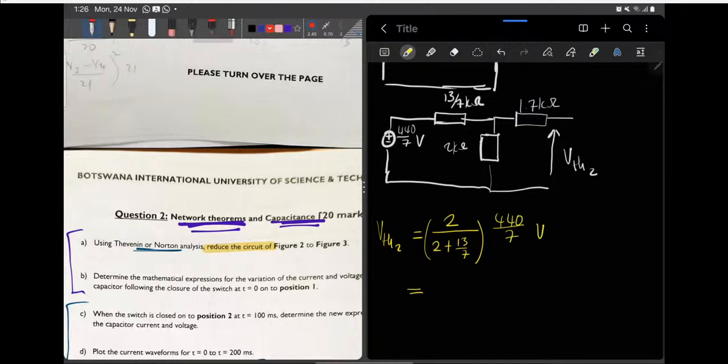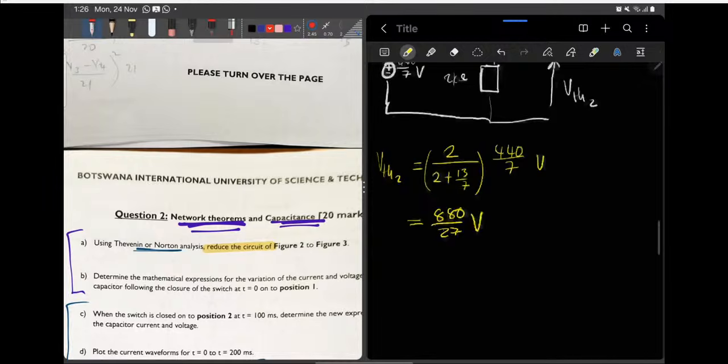So this is going to be 2 over, open brackets, we say 2 plus, open, 13 over 7, close. Then you say close again. So this is going to be 2 over 2 plus 10. You get an answer. Then you say times 440. You get an answer. Then you say divided by 7. You get 880 over 27. So this is going to be 880 over 27 volts. And you might as well just put the decimal value, because they could be marking against the marking key for that. 32.5926 volts.